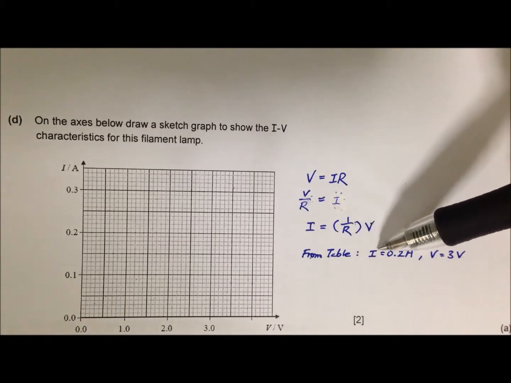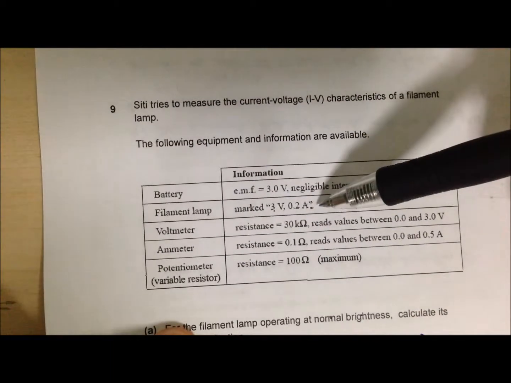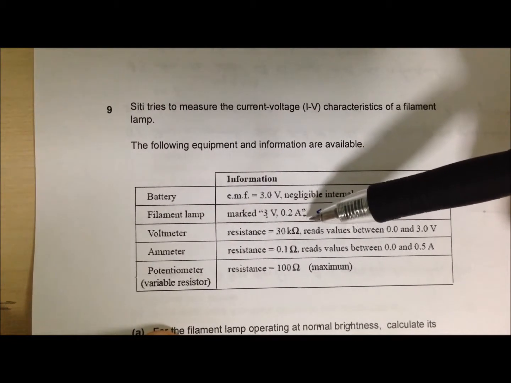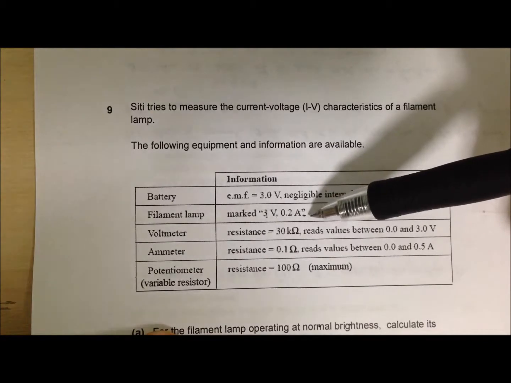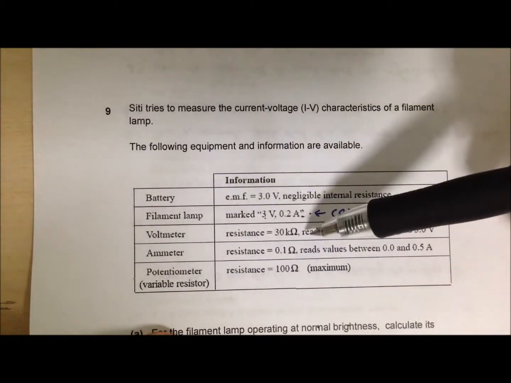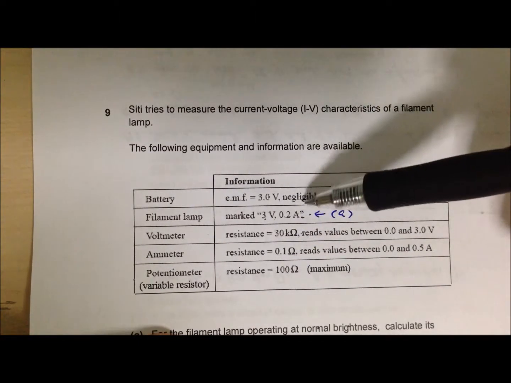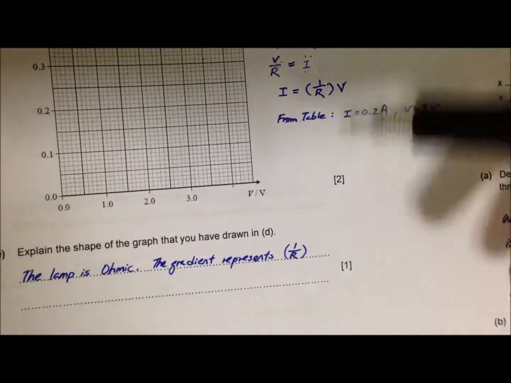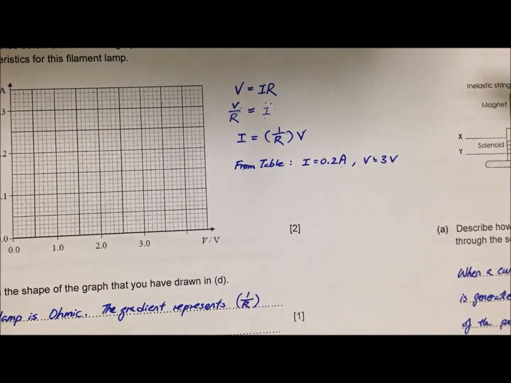So from the table, you will get I equals 0.2, V equals 3. Where do I get this? Which table? This one. The normal operating voltage and current. Oh, okay. If you look closely here, you could even see that they actually give you the hint. The voltmeter is very high resistance, ammeter is very low. Okay, anyway, so let's use this here, and then you can actually find out what your resistance is.